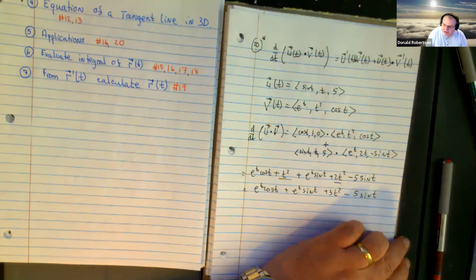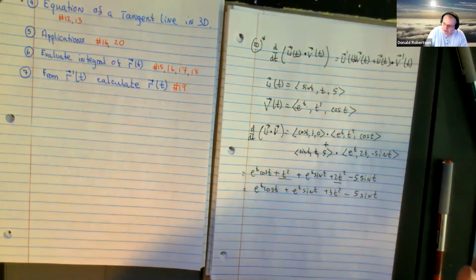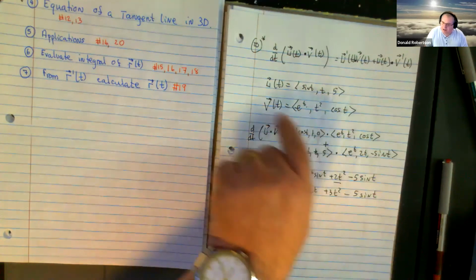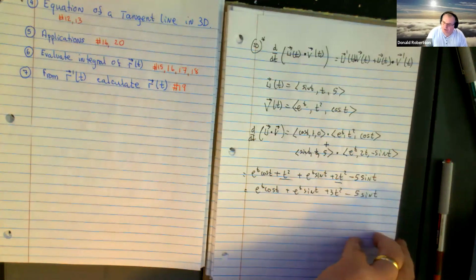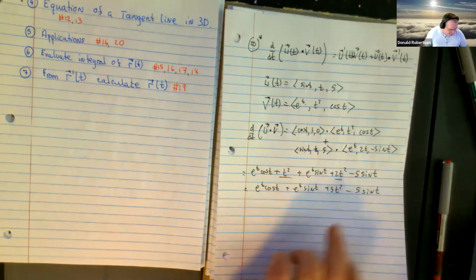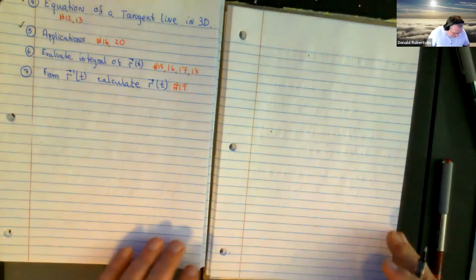Are we good with applications? The angle at which two vectors crash into each other, which was the first one, and how to do a dot product derivative, which is this one. Well, we're getting there.